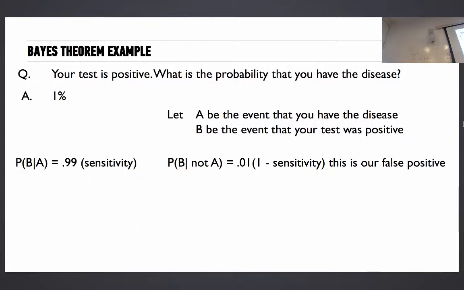The probability that the test is positive is equal to the probability that the test is positive, given that I have it, times the probability that I have it, plus the probability of the test being positive, given that I don't have it, times the probability that I don't have it. And here's what it means in words.